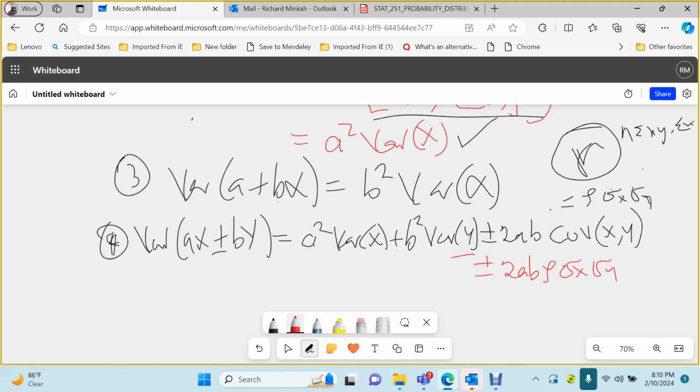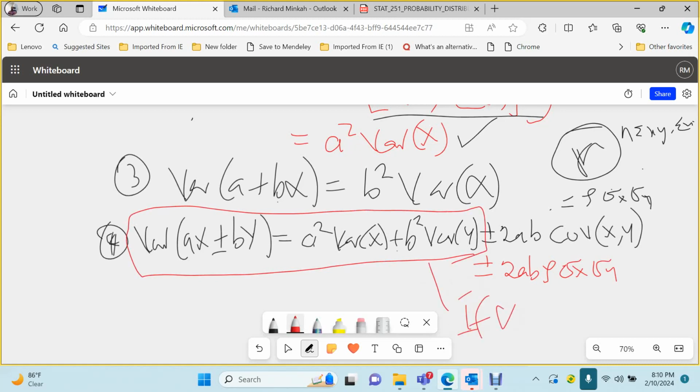Now, we usually make use of this if X and Y are independent. If two variables are independent, what is the covariance? Or what is the correlation between X and Y if X and Y are independent?